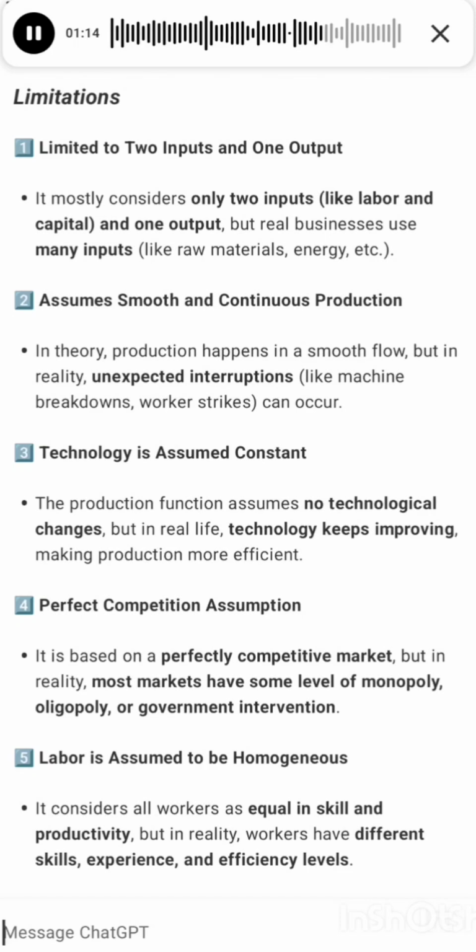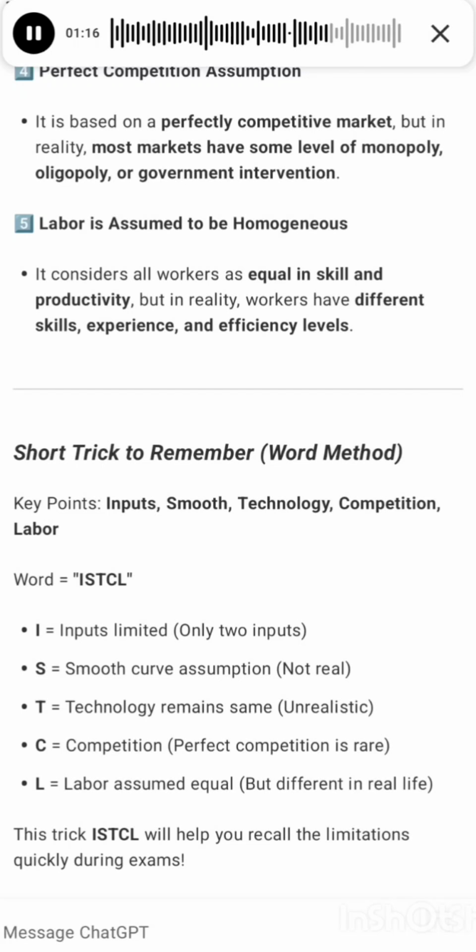Short trick to remember, key points. Inputs, smooth, technology, competition, labor. Word ISTCL. I equals inputs limited, only 2 inputs. S equals smooth curve assumption, not real. T equals technology remains same, unrealistic. C equals competition, perfect competition is rare. L equals labor assumed equal, but different in real life. This trick ISTCL will help you recall the limitations quickly during exams.